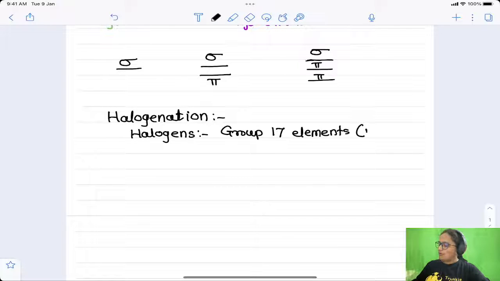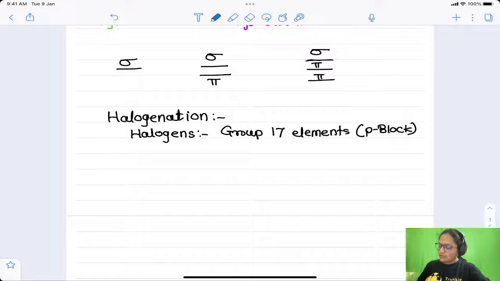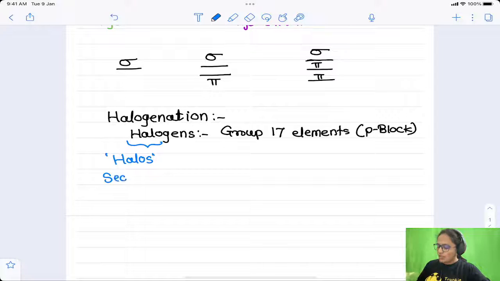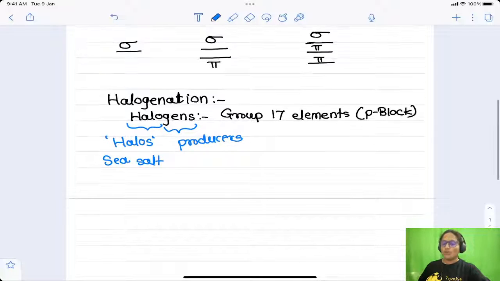I'll tell you. Before that, let me write down here. These are the elements belonging to the P block of the modern periodic table. Why are these called halogens? Halo has come from the Greek word halos, and the meaning of this word is sea salt, the salts which are present in the sea. Whereas gens stands for producers. So group number 17 elements are sea salt producers.